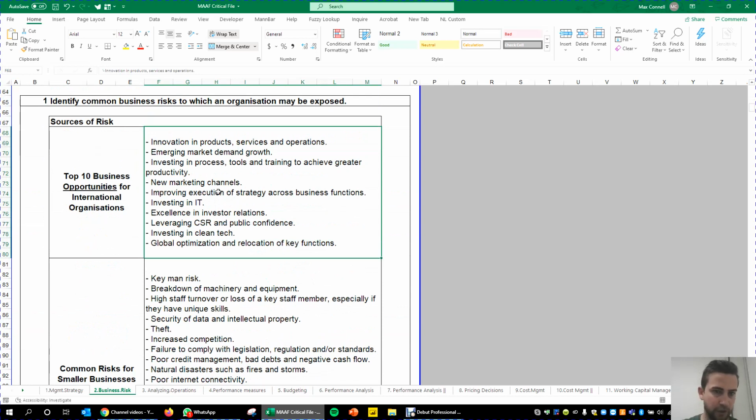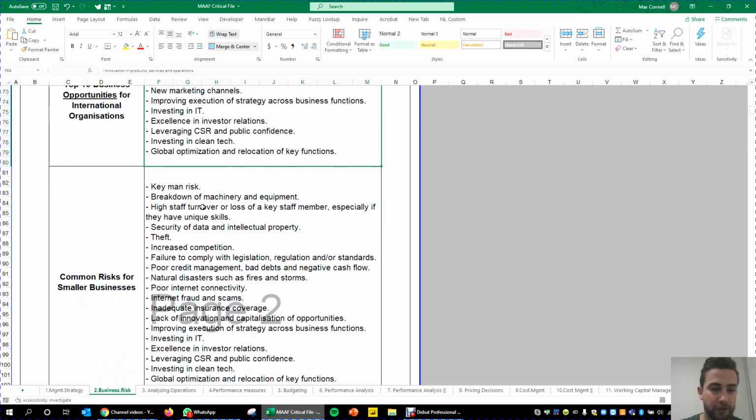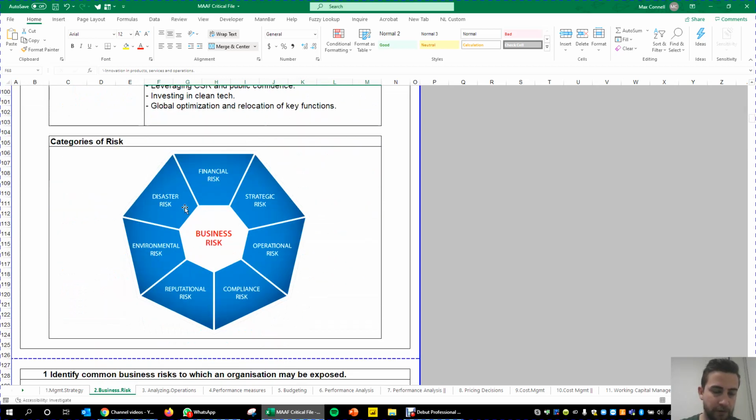So innovation, emerging markets. I'm not going to go through each of these because it's not important to. Like I said before, when you do your exam, while you might get asked what are the top opportunities for this particular business, what are the top risks for this business, you better gauge that from the question. You don't need a list here. It's just more for inspiration in your exam. So I'm going to skip through that.